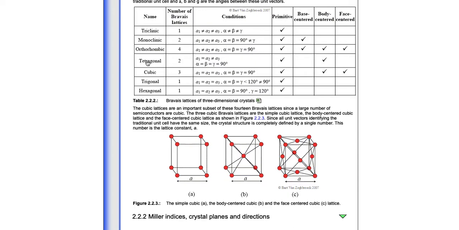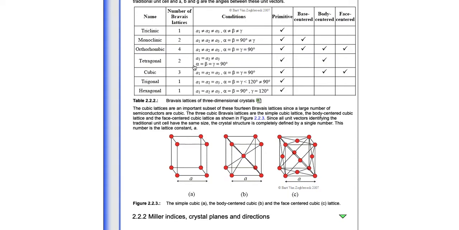Moving towards the next, which is tetragonal. Tetragonal has only two Bravais lattices, which are primitive and body centered. A1 is equal to A2, and this is not equal to A3, meaning two sides are equal and the other is not, and alpha, beta, gamma are equal to 90 degrees.